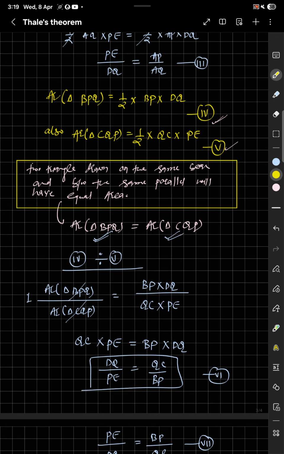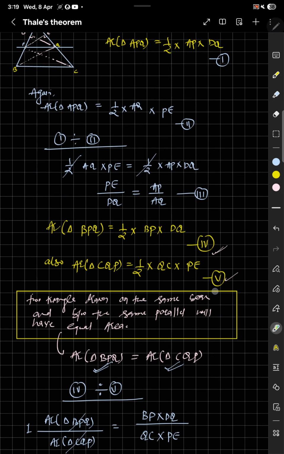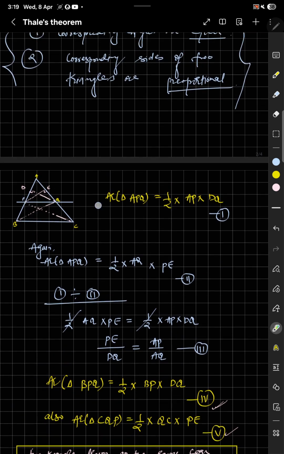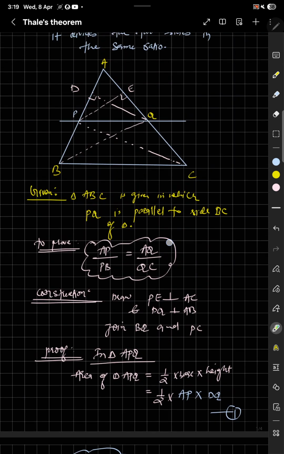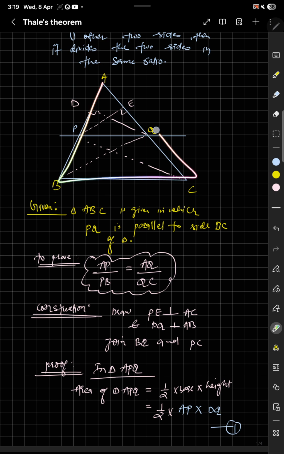Where have we started? We started from here. We were given a triangle in which PQ is drawn parallel to the side BC, and we have to prove AP upon BP is equal to AQ upon QC. Right? So this is what we have to prove here. Starting from this, we have proved this one.